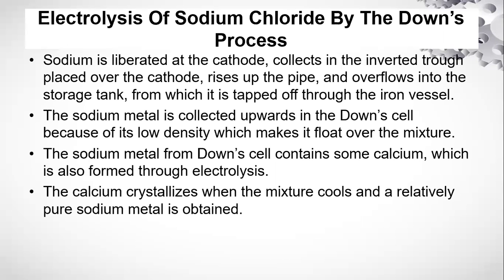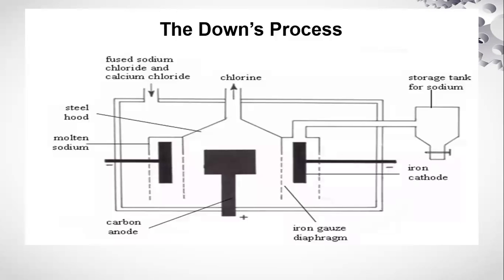from which it is tapped off through the iron vessel. The sodium metal is collected upwards in the Downs cell because of its low density, which makes it float easily over the mixture. Now, the sodium metal from the Downs cell contains some calcium, which is also formed through electrolysis, and the calcium crystallizes when the mixture cools, so relatively pure sodium metal is obtained. So this is the Downs cell.